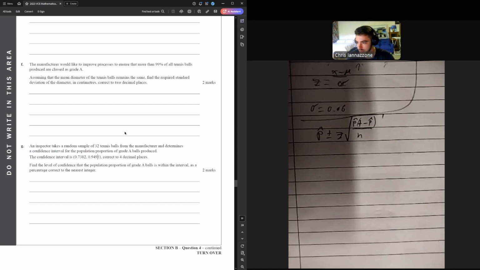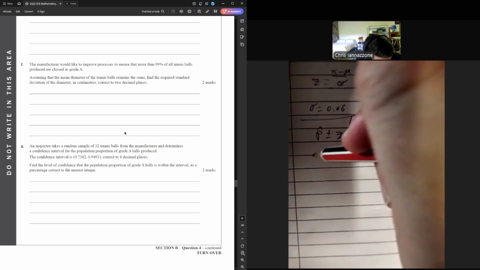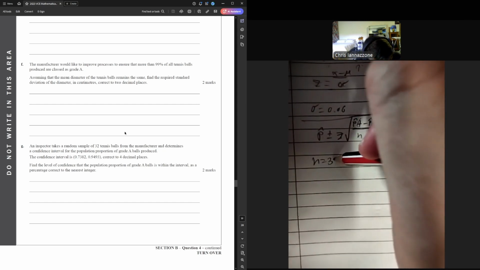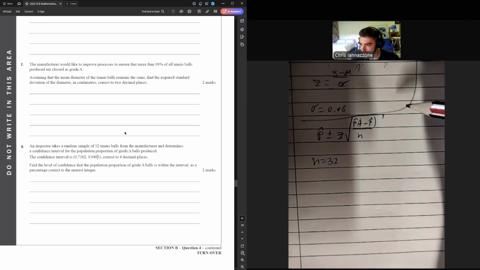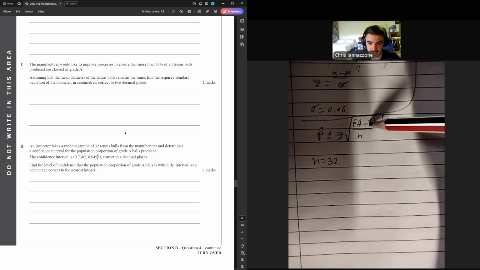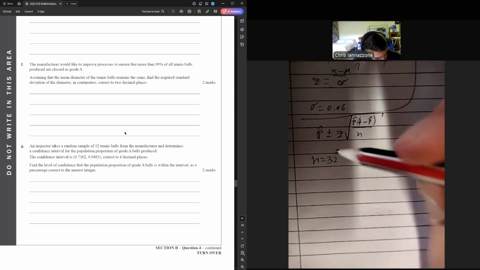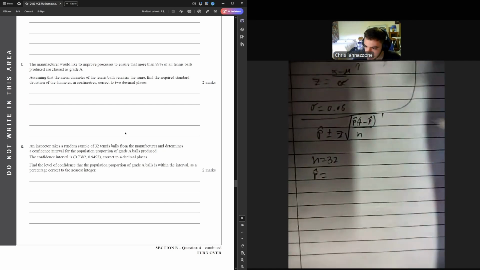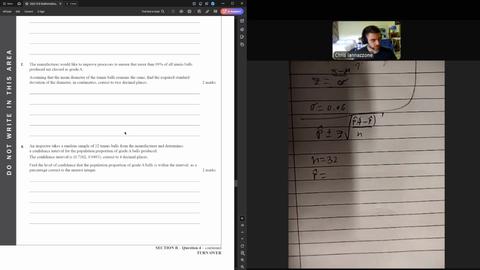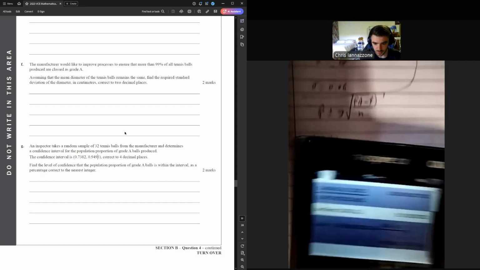We also know that n equals 32, so that knocks out n for us. P hat is always going to be the center of our interval, and so p hat is just going to be the midpoint between those values. So let's quickly calculate what that would be.